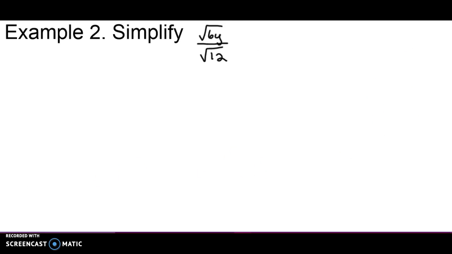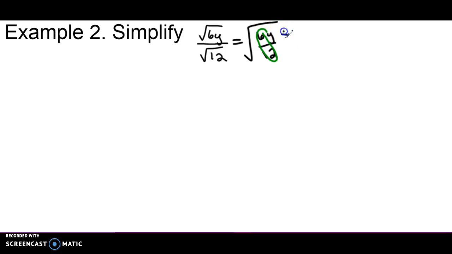Alright, example 2, go ahead and write this down. We're asked to simplify the square root of 6y over the square root of 12. Our first step is to reduce the fraction, if possible. So I'm going to go ahead and rewrite this as the square root of 6y over 12 so I can see my fraction easily that I need to reduce. I need to reduce the fraction 6 over 12.